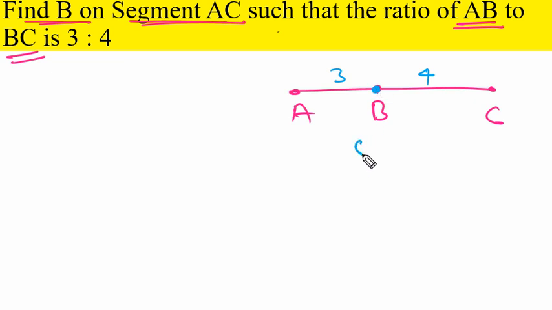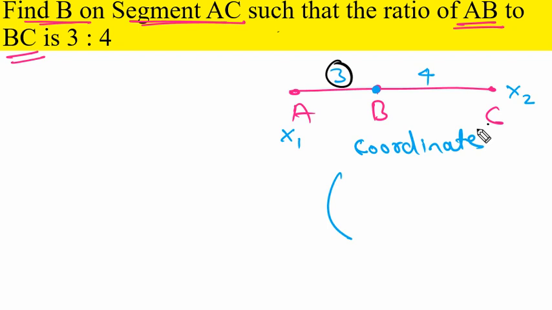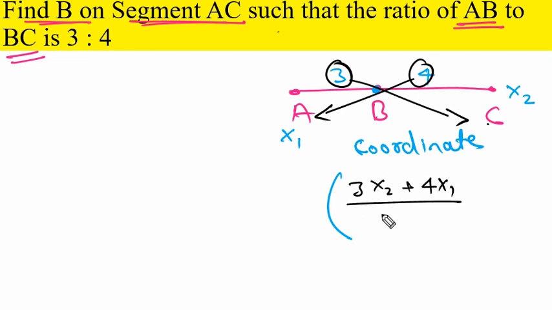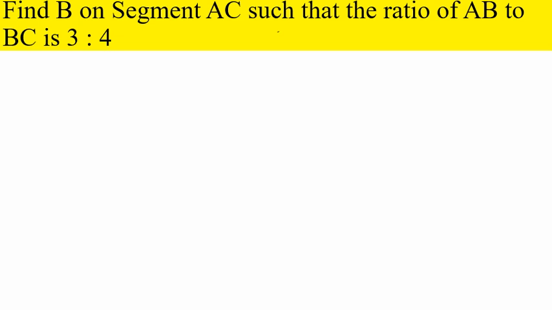What does it mean? Find the coordinate for B. Let's say this point is x1 and this point is x2. In this case the coordinate will be: you multiply this number with this and this number with this. So 3x2 plus 4x1 over 3 plus 4. That is on a number line. Okay, let's just take one more example. Let's forget about this one right now.